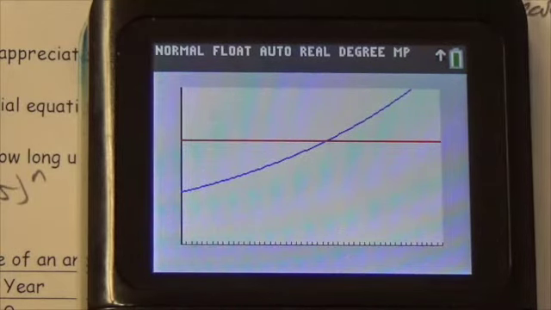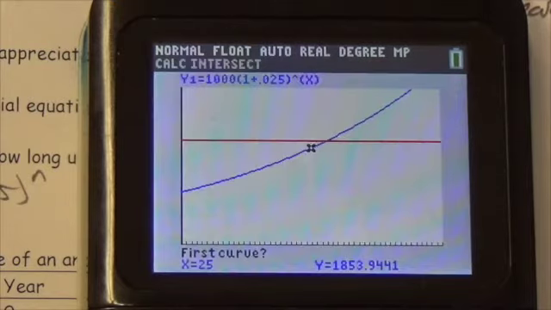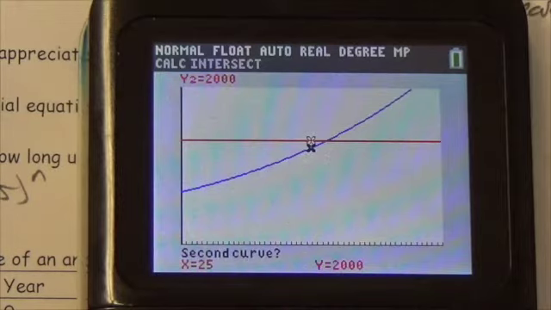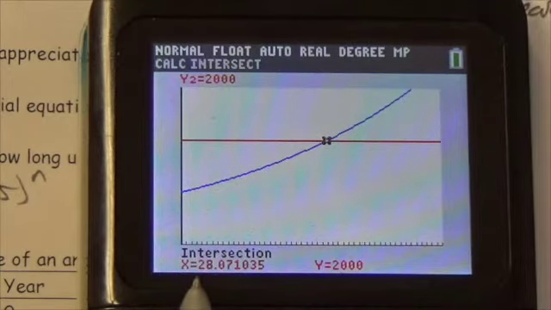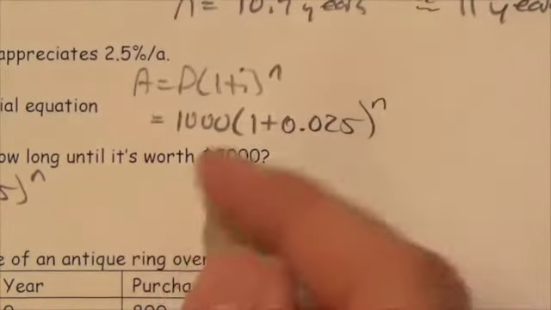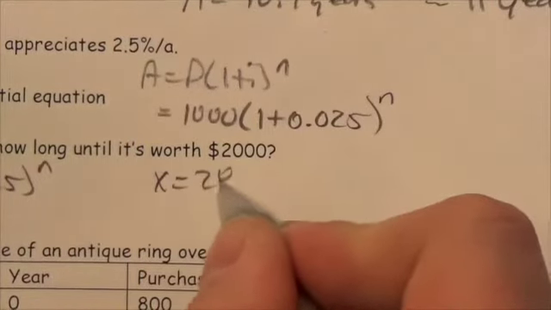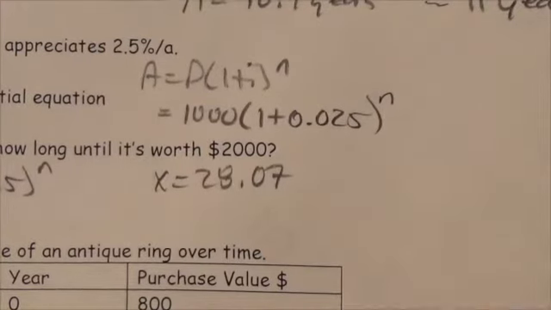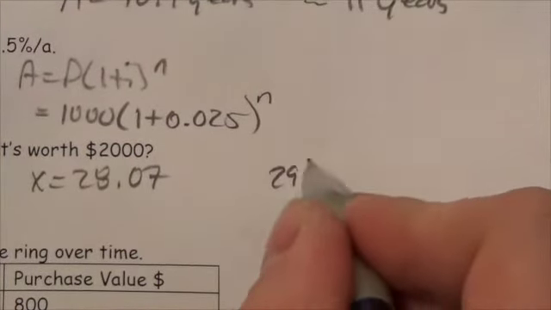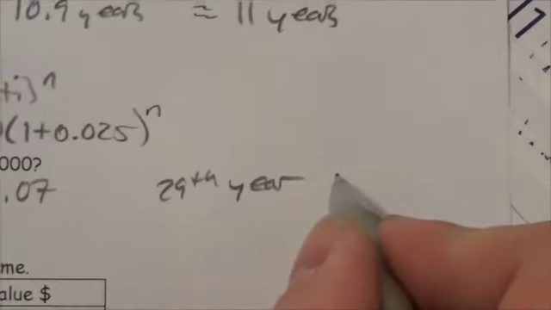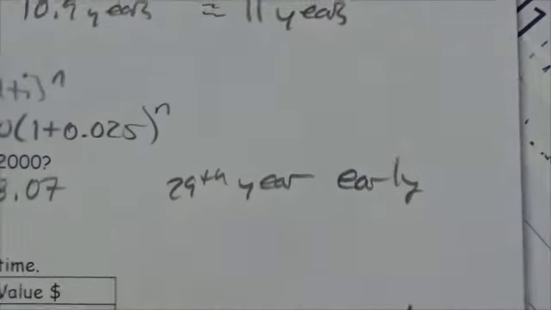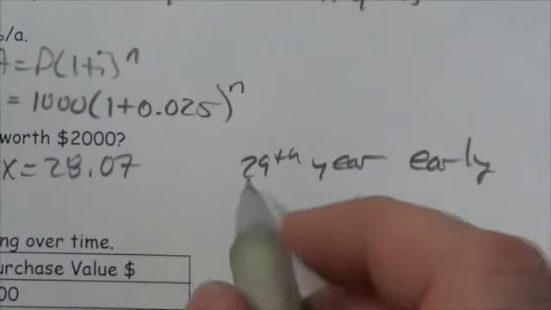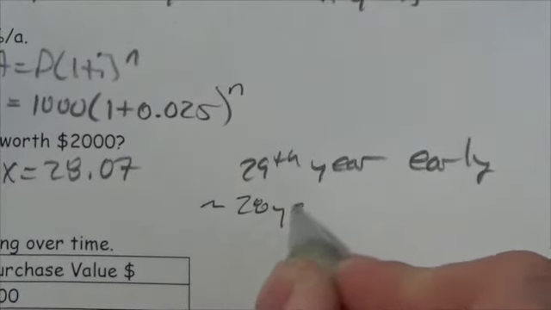So now I'll go into my calc menu, second trace, number 5. Oh, and it's right near it because the intersection is close to the middle here. So enter for the first curve, enter for the second curve, go past the guess, and we get 28.07. So X was equal to 28.07. So now this happened very, very early in the 29th year. Early, very early. In fact, you might say this was approximately 28 years.